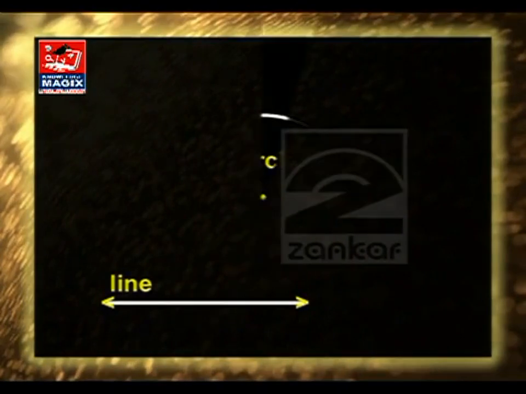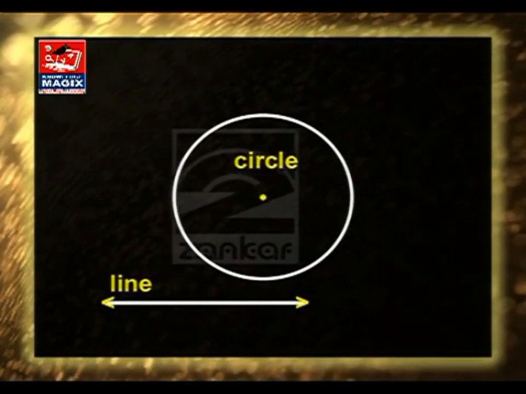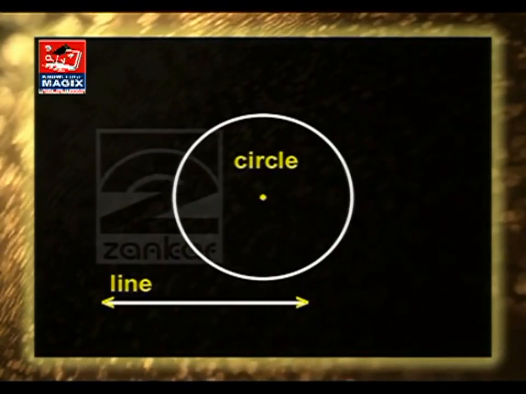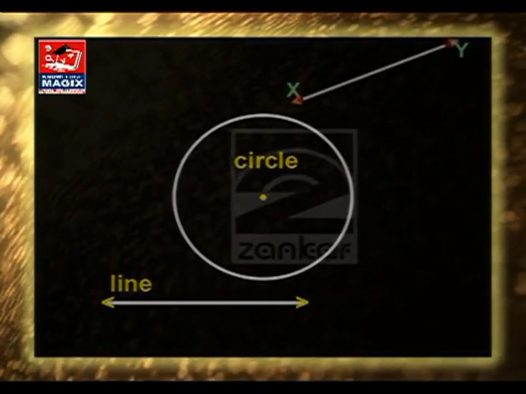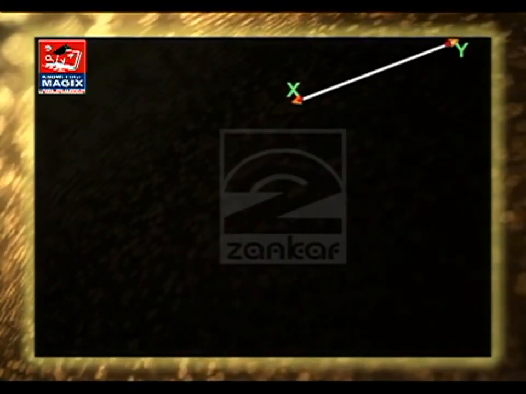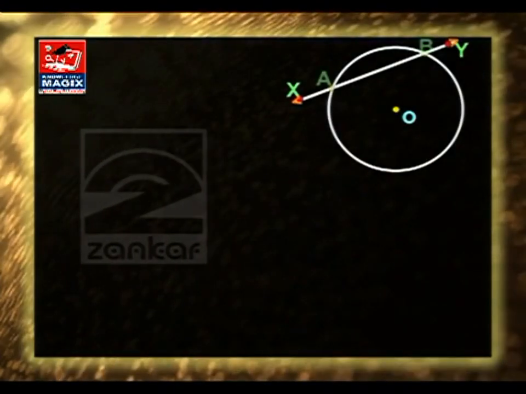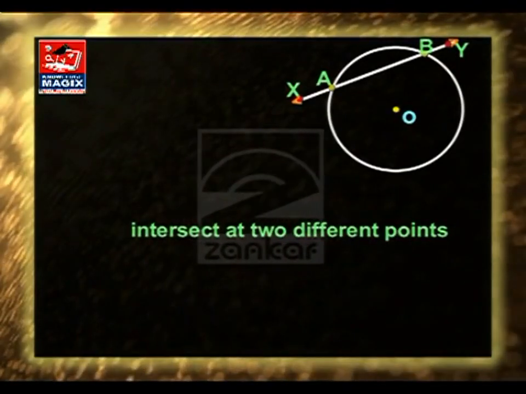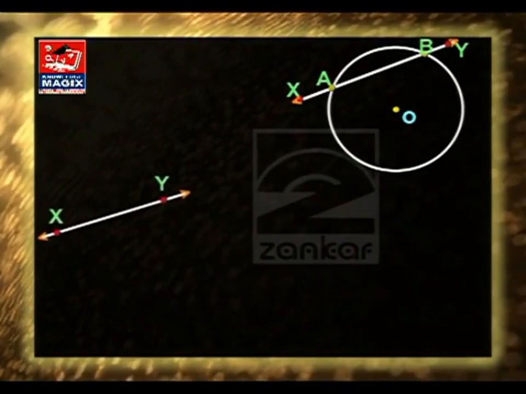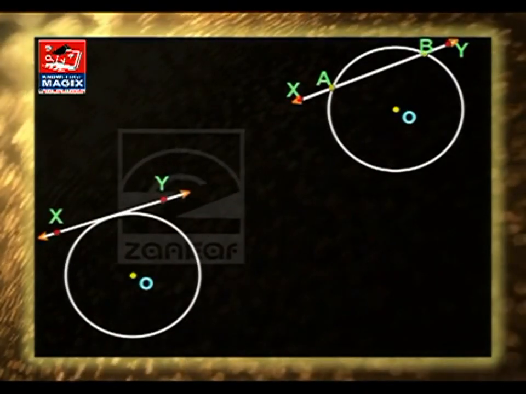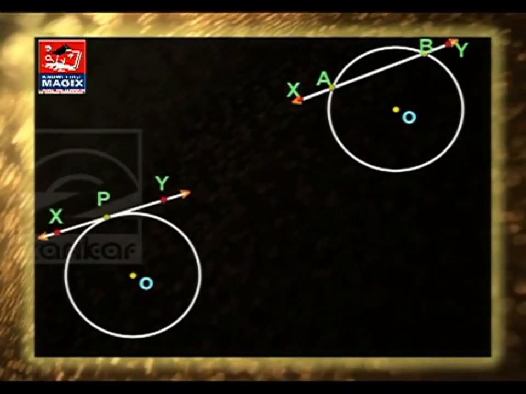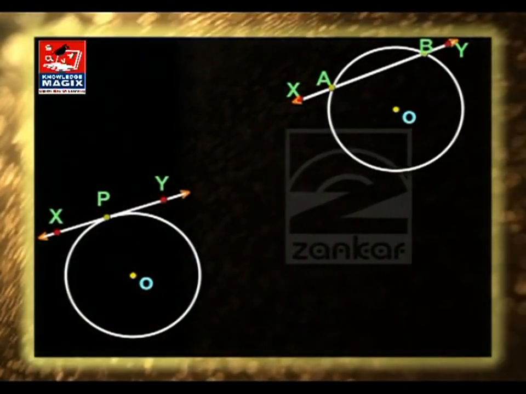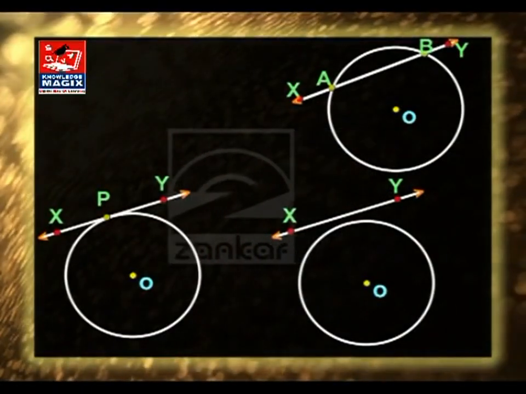Now consider a line and a circle in a plane, and tell me in how many points does the line intersect the circle? There are 3 possibilities. Here, line XY intersects the circle at points A and B. That means it intersects at 2 different points. In this situation, line XY intersects the circle at only 1 point. And here, the line does not intersect the circle at all, so there is no point of intersection.